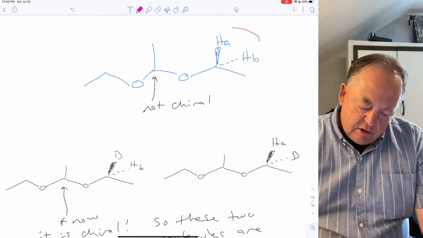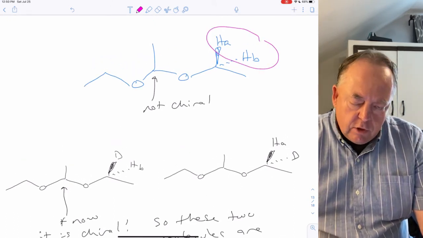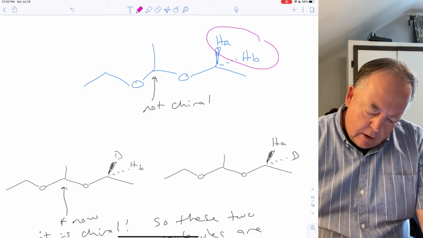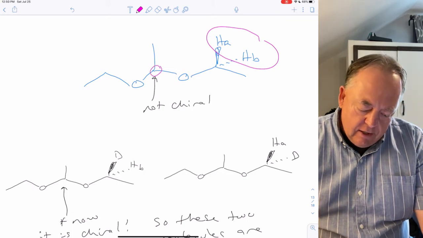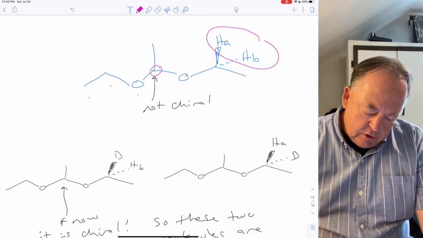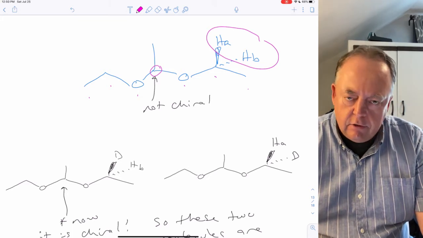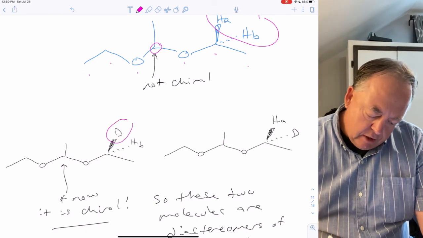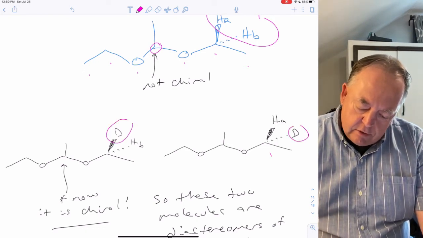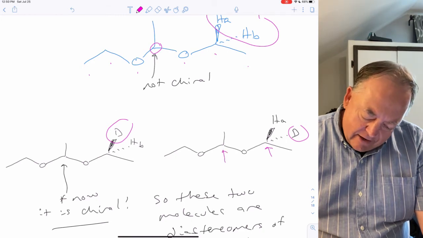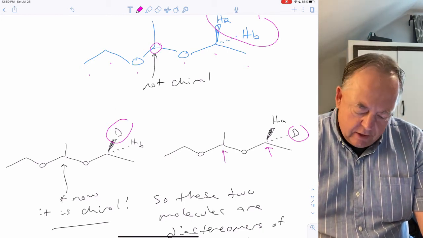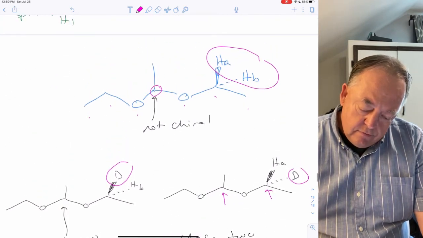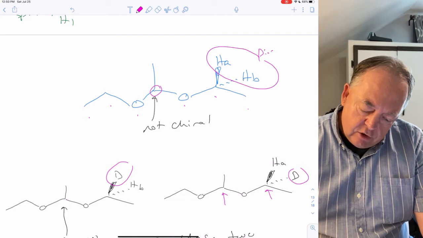Okay, so if we take this molecule, are HA and HB homotopic, enantiotopic, or diastereotopic? Well, the molecule I was drawing, this carbon is not chiral, right? Because you have an oxygen and then CH2CH3, oxygen, CH2CH3, so there's no chiral center in the molecule. But if we replace HA with deuterium or HB with deuterium, now that carbon is chiral, right? But now that carbon is also chiral. So now you have 2 chiral carbons in the molecule. So these two hydrogens are then diastereotopic.